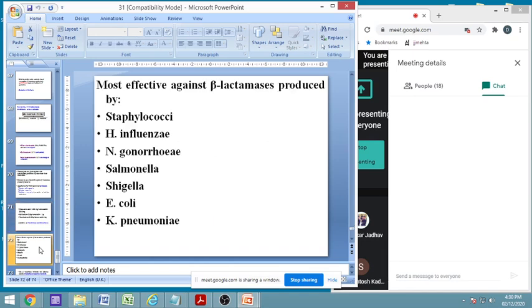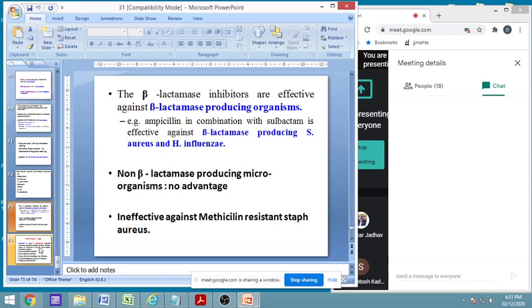They are most effective against beta-lactamase produced by staphylococci, influenzae, Neisseria gonorrhoeae, Salmonella, Shigella, E. coli, and Klebsiella pneumoniae. These are various microorganisms which release beta-lactamase or penicillinase enzyme, and thus prevent the action of penicillin. But if we add various beta-lactamase inhibitors, then we can use penicillin without any kind of resistance. They are effective against beta-lactamase producing organisms. For example, ampicillin combined with sulbactam is effective against beta-lactamase producing Staphylococcus aureus and Haemophilus influenzae. For non-beta-lactamase producing microorganisms, there is no advantage. They are ineffective against methicillin resistant Staphylococcus aureus.